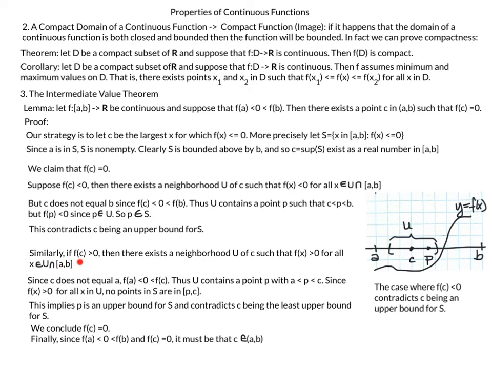u intersect [a,b]. Since c does not equal a, then we have f of a is less than 0, which is less than f of c. It really does echo this. Thus, u contains a point p such that p is between a and c. This implies p is an upper bound for S and contradicts c being the least upper bound. So we conclude that this assumption was false. So if f of c is not greater than 0 and it's not less than 0, then f of c must equal 0. And finally, since f of a is less than 0 and f of b is greater than 0, and f of c is equal to 0, it must be that c is in the interval [a,b].